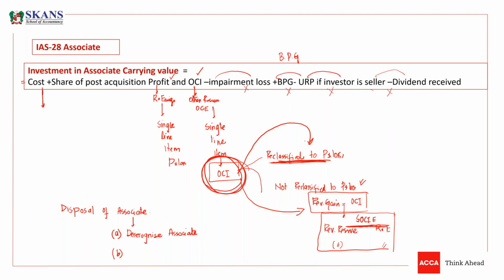Suppose I have invested, I'm taking an example, 200 in an associate. So my investment is 200. That company earned a profit.